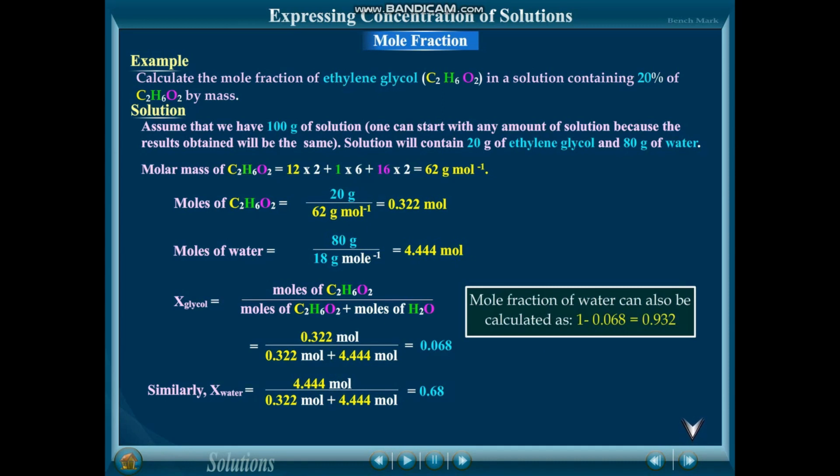Instead of doing it by this method, we can also calculate it as 1 minus 0.068, because the sum of the mole fractions of the two components is equal to 1. So once we have calculated the mole fraction of ethylene glycol, it will be easy to calculate the mole fraction of the other component, that is water also. You can calculate it by this method or you can write 1 minus 0.068. The answer will be the same.